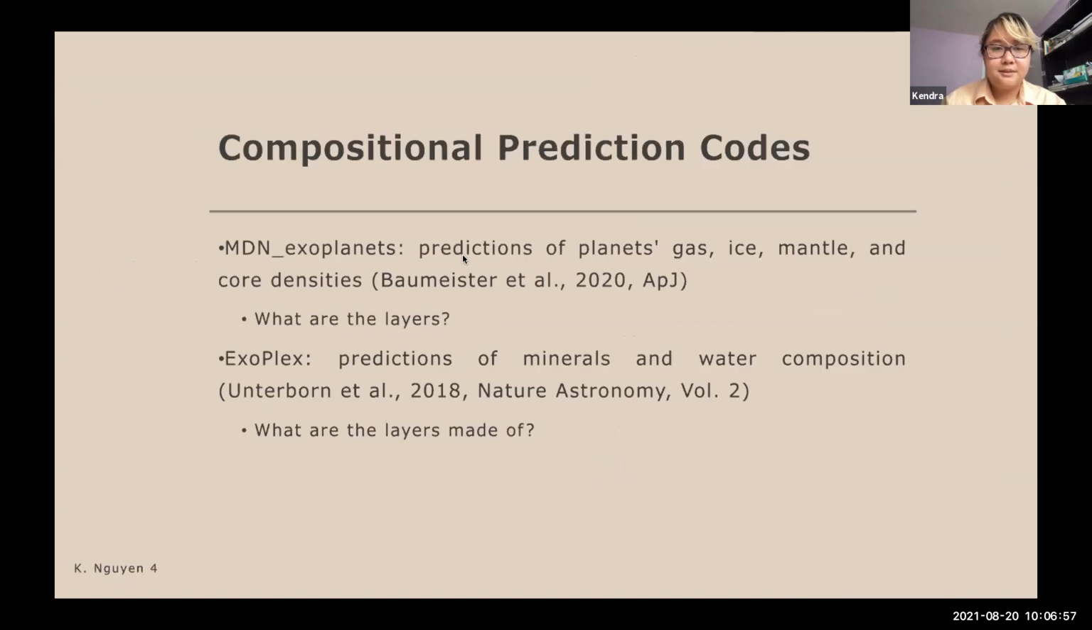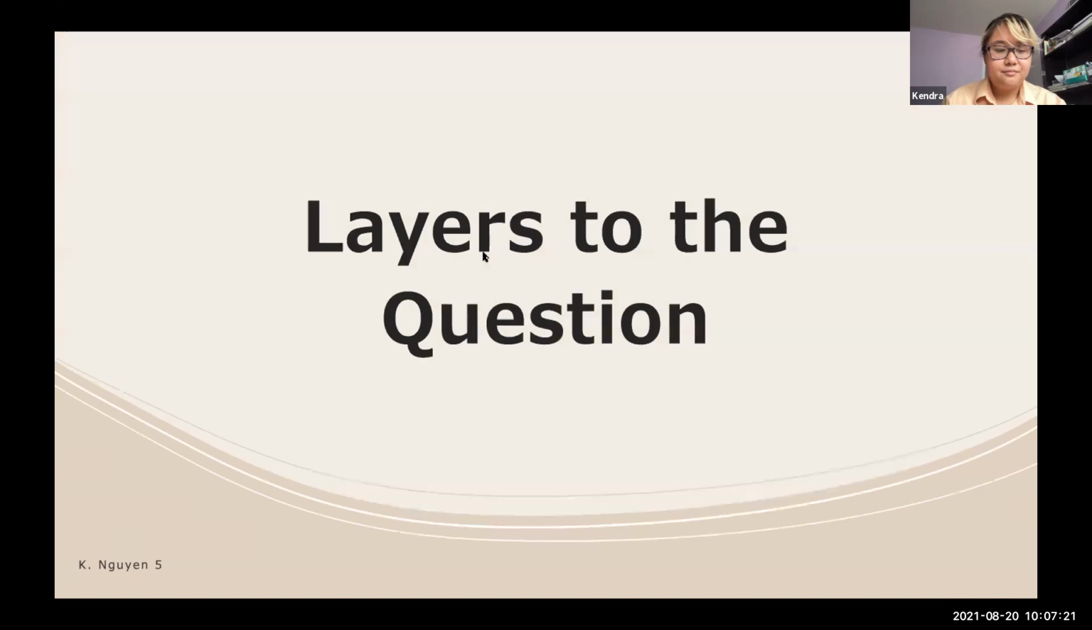I used two codes this summer in order to obtain the composition predictions. First up is MDN exoplanets, which predicts the planet's gas, ice, mantle, and core densities to hopefully help us answer questions about the layers. And secondly, we have ExoPlex, which answers questions about the mineral and water composition to help us answer questions about what the layers are made of. I'll start by going into more detail about how we sought to determine the characteristics of the layers of the planets.